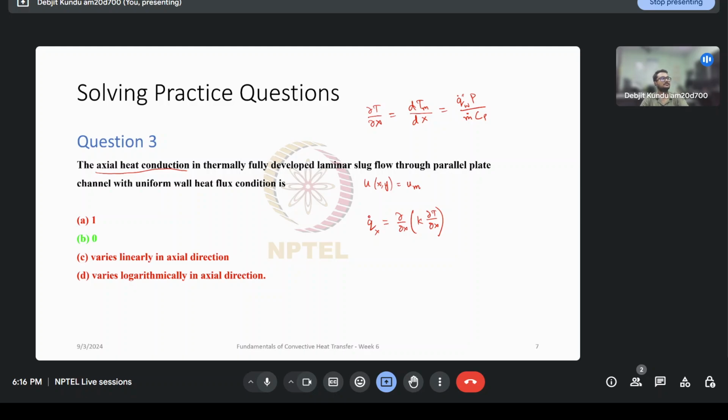Now, since this is a constant, whatever is in here will also be a constant. So this will be ∂/∂x of some constant. I will write that down, but that is inconsequential as everything inside it is simply a constant. So the derivative of it will become 0. And that's why it should be option B, that is 0.